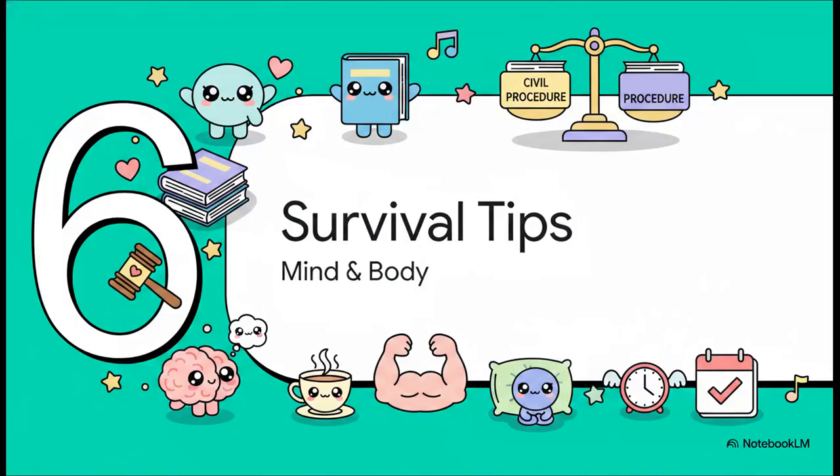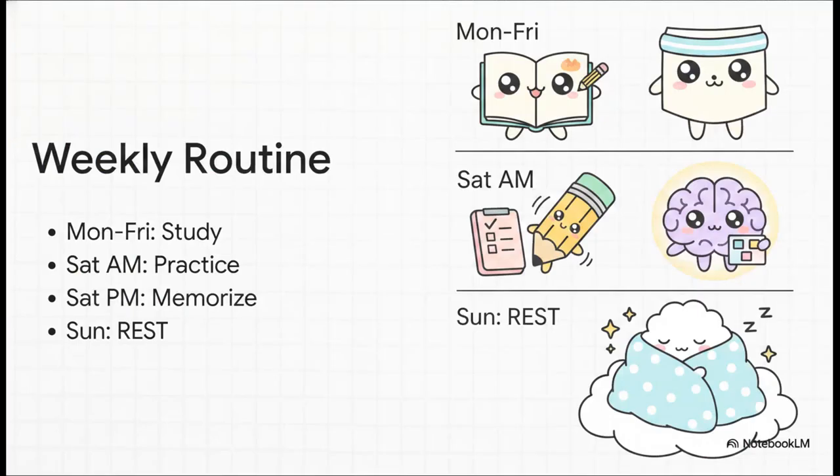And finally, Section 6, Survival Tips, taking care of your mind and body. Okay, we've talked a lot about hardcore procedural rules today, but let's pivot to some incredibly vital advice for actually surviving this grueling review period. Here's a highly structured weekly routine to help keep you sane. Monday through Friday, study with all your might. Go all in. Then Saturday morning is purely for output. Practice answering bar questions to build up that muscle memory. Saturday afternoon, that's for memorizing those rigid rules.